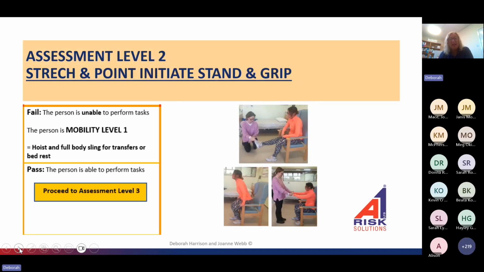Okay. So the next thing that we looked at was assessment level 2. And this was quite key, like all the elements of it are. So, can they do a straight leg raise?